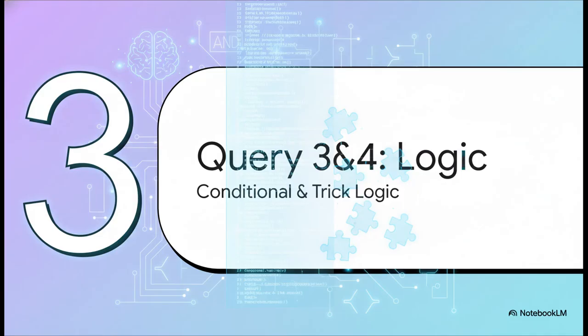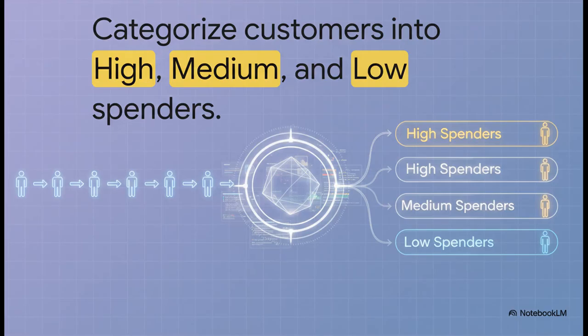Okay, so for this next part, we're actually going to bundle 2 queries together, and that's because they both test something that often trips up humans: tricky conditional rules and, well, logical puzzles. So first up, a classic segmentation task. We just need to put our customers into different buckets based on how much they've spent: high, medium, and low.